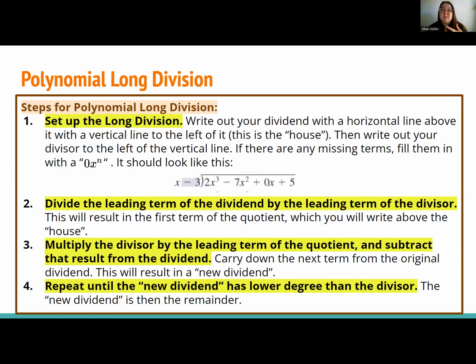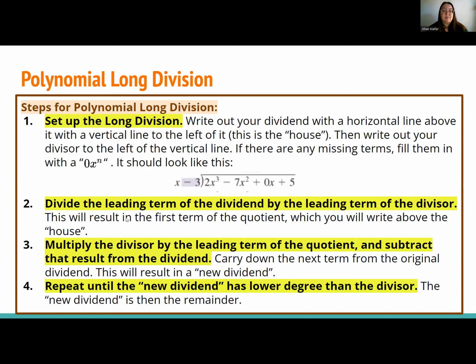If that ever happens, you would just write a plus 0x to whatever exponent you need for that spot, and you just fill that in. We fill it in as a placeholder to indicate that there really isn't anything there, but it will keep our work a lot more clear. It's not entirely necessary, but it will make it confusing if you don't have it. So, all right, step 1 is just to set up the problem. That's how we set it up.